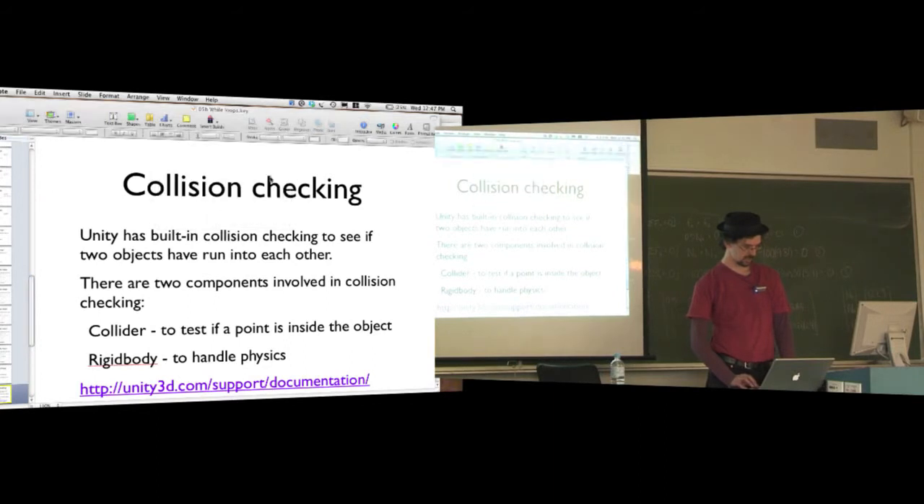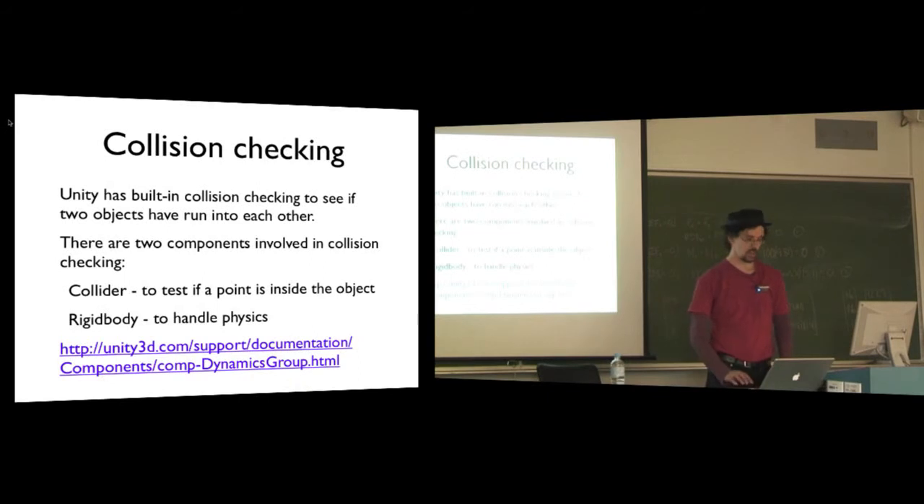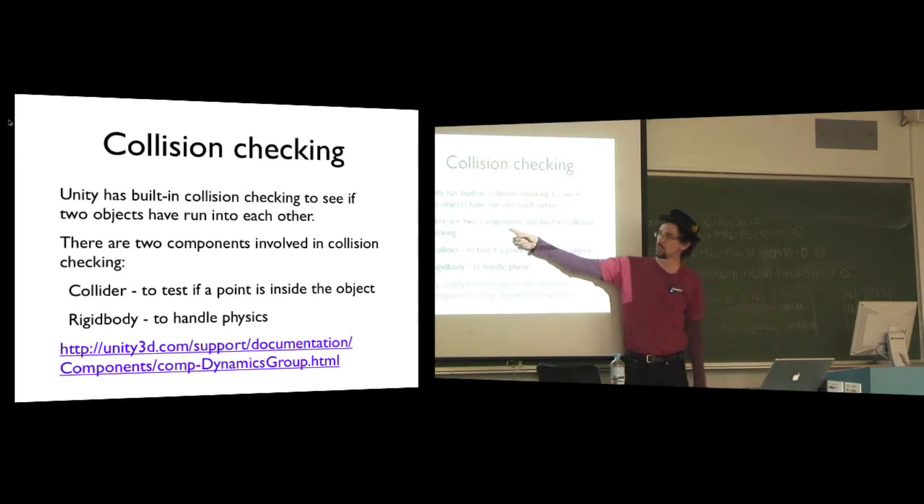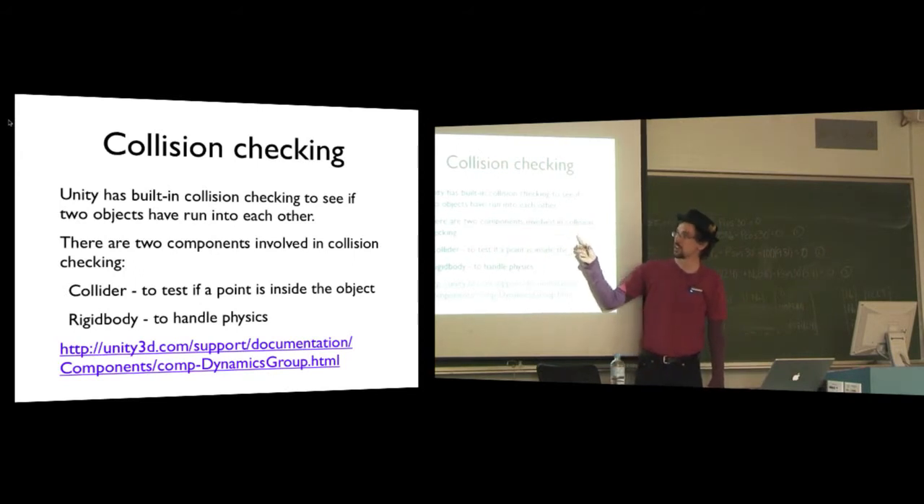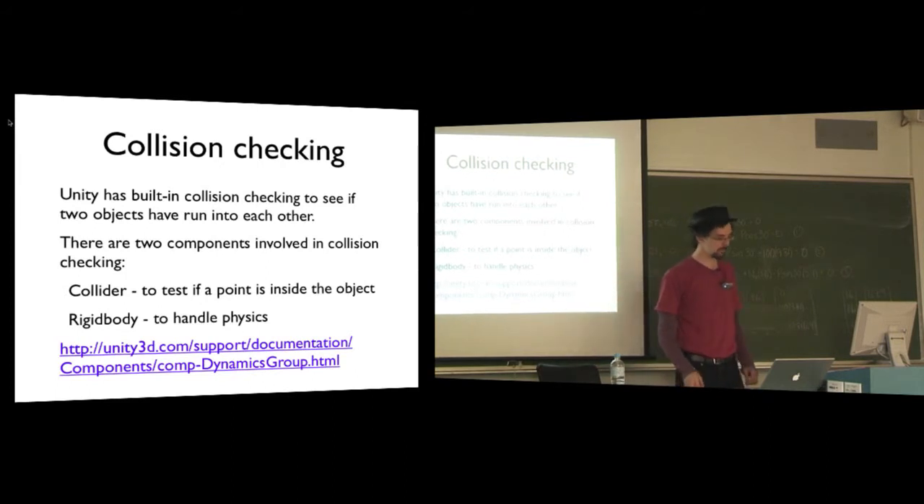Let's talk about destroying things. Unity has built-in collision checking to tell if 2 objects have hit one another. There are 2 important things we need to know about to do collision checking. We need to know every object has a collider and every object has a rigid body. We're not going to talk about the rigid body today, but I'm going to talk briefly about the collider because you're going to be using it in today's lab.